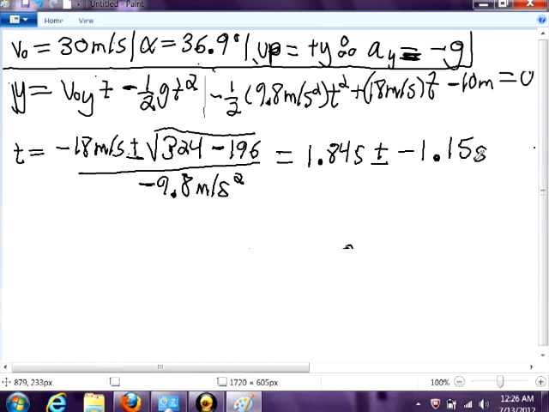So now we have 1.84 seconds plus or minus 1.15 seconds. So 1.84 seconds minus 1.15 seconds is about 0.69.